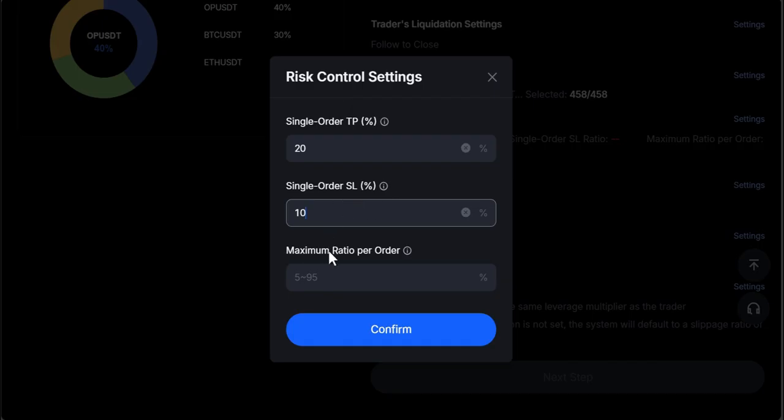Here you can see maximum ratio per order, which means when the cost of a single futures order reaches the maximum asset ratio, the system will place the order at the maximum order cost. You can set a maximum order ratio to prevent individual orders from being too large.